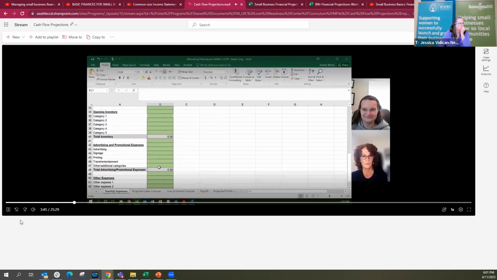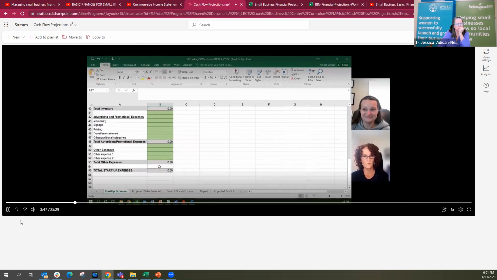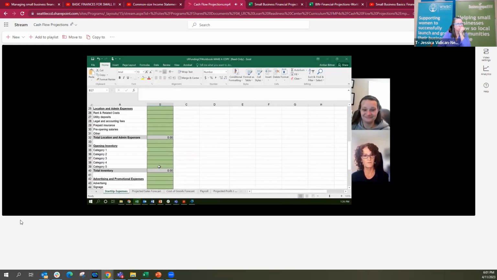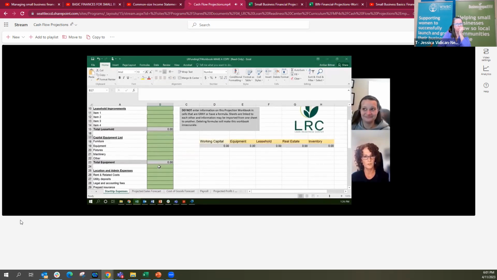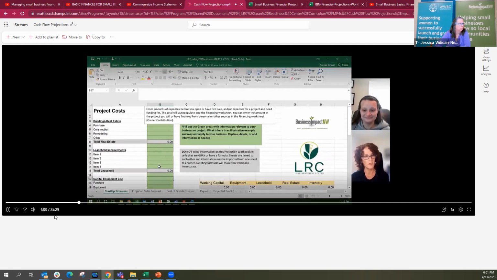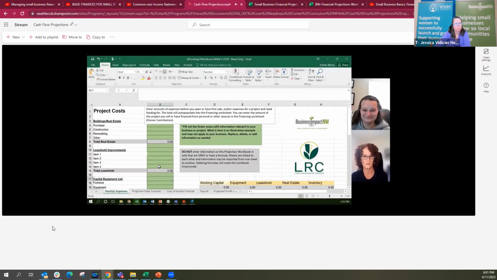Now, if you are a startup business, I would suggest you go through this worksheet, go through all the tabs first, and familiarize yourself with the information that you're going to need. Some of the numbers you're going to need, because you might have to do some more research. You may not know the answer to the question. You may not know how much the remodel is going to cost if you're going to be leasing a location. You may need to get some quotes.